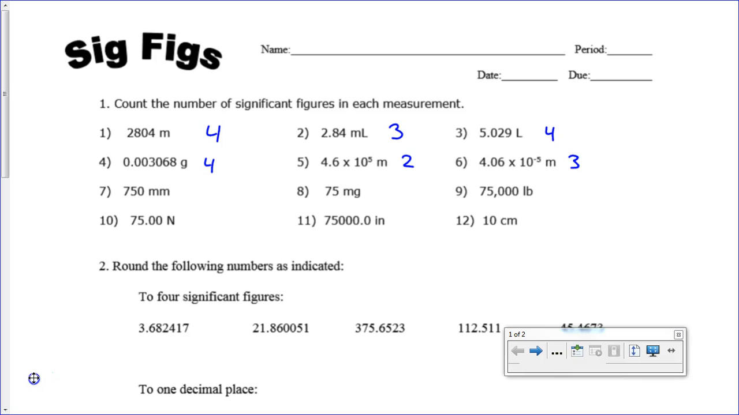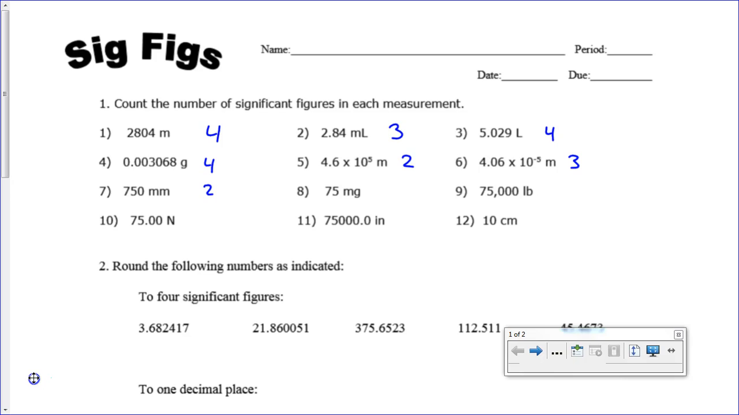On to number 7. This is 750. This zero here is a trailing zero. Trailing zeros are the trickiest ones because they might matter, they might not. What you do is you look for a decimal point. There's no decimal point on this one, which means that it doesn't matter. So that's not a significant 0, which means we only have 2 significant digits here, the 7 and the 5. Oops, that's 2. 2 significant figures.